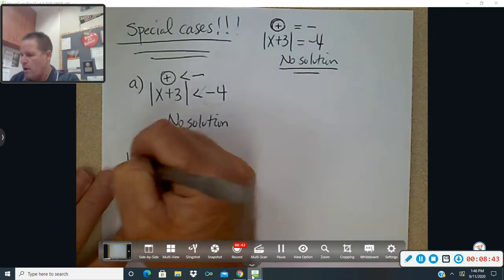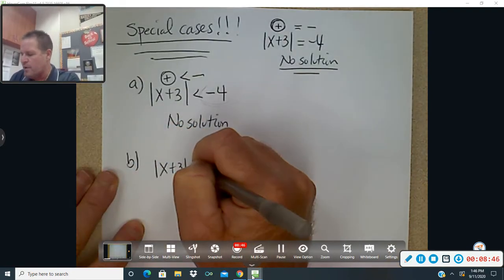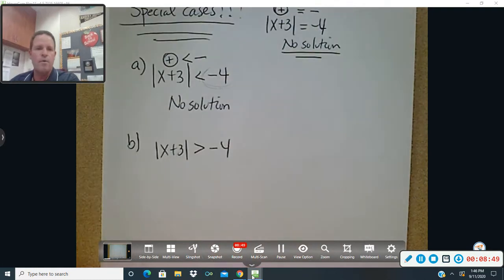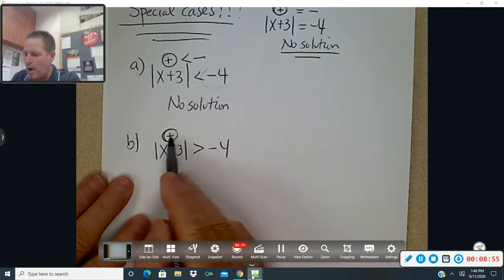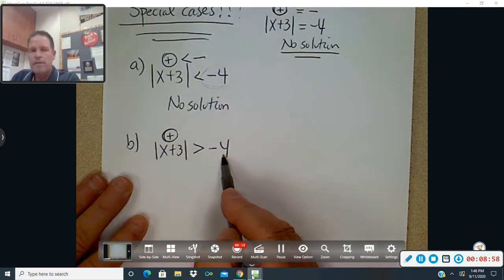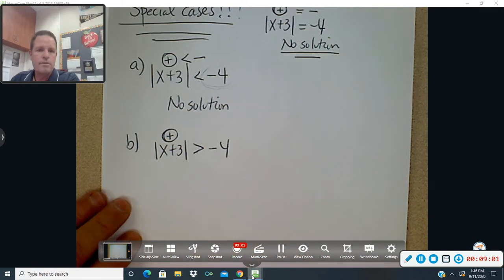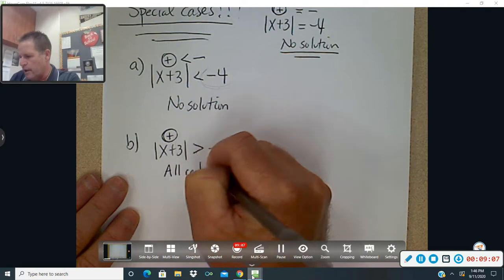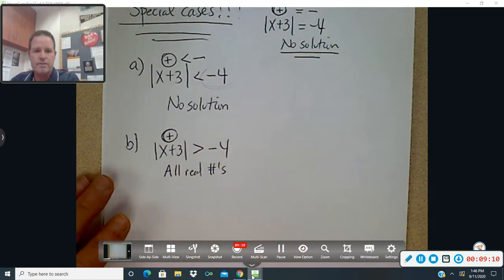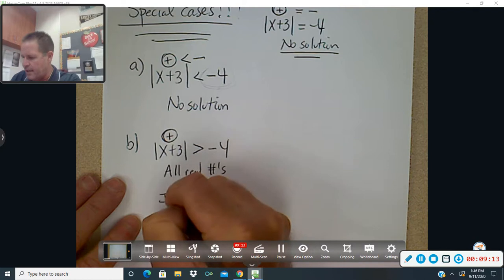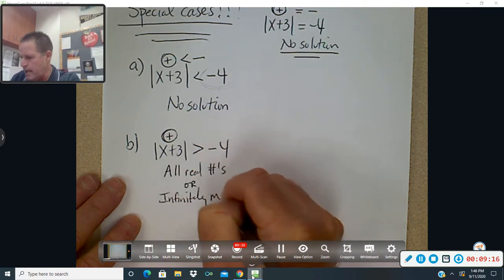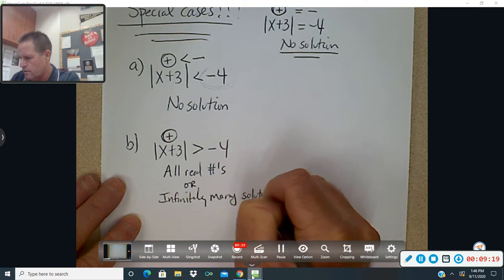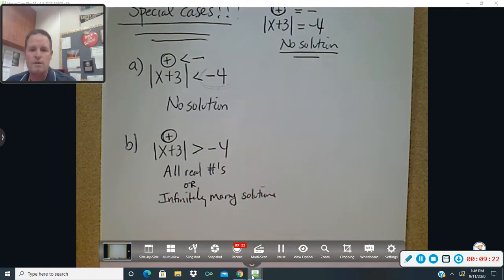But now letter B, what if it had been absolute value of x plus 3 is greater than negative 4? So now it's greater than. Well, when is something that's always positive going to be greater than a negative? Always. And when it's always that way, you can say one of two things. All real numbers, we had that in the equation solving unit. Or you can write infinitely many solutions. That means that everything works for x. Every single thing, there's nothing that does not work.